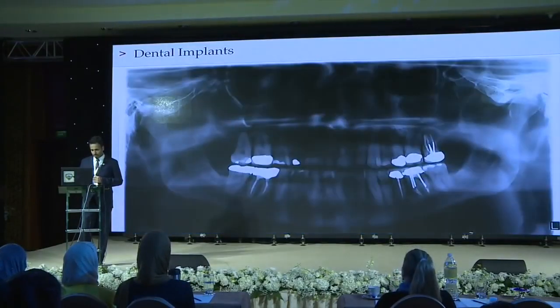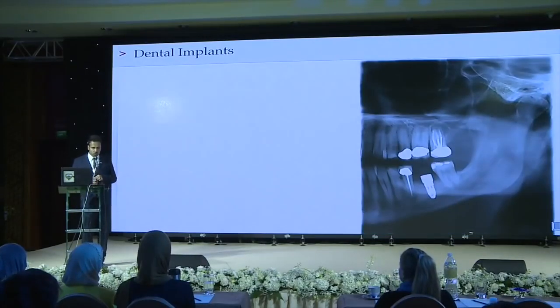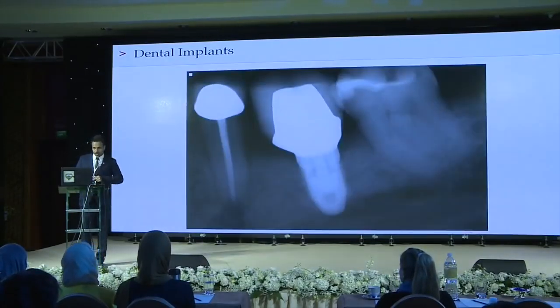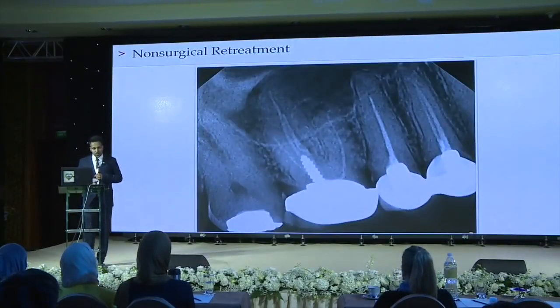Now, if you look at the lower left 6, the choice is easy. The tooth is compromised and there is extensive caries, and the only option to manage that case is by placing an implant. On the other hand, if you have a poorly done endodontic treatment, the only option available is to do a retreatment.